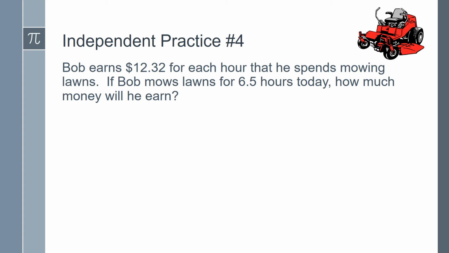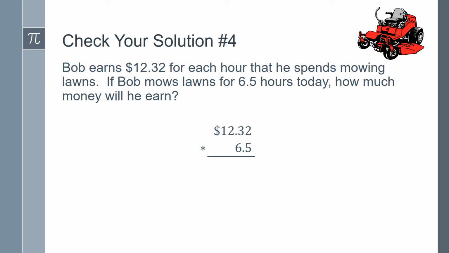Independent practice number 4. Bob earns $12.32 for each hour that he spends mowing lawns. If Bob mows lawns for 6.5 hours today, how much money will he earn? Now is a good time to pause this video and work on this problem if you have not done so already. We'll once again follow the decimal multiplication algorithm. We'll start by writing down 12.32 times 6.5. If we ignore the decimal points, we find a product of 80,080.